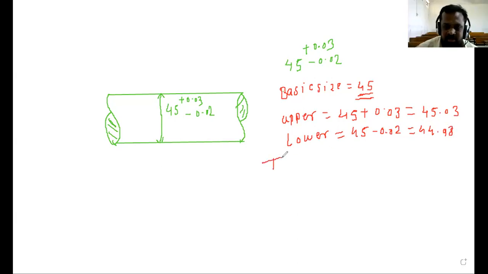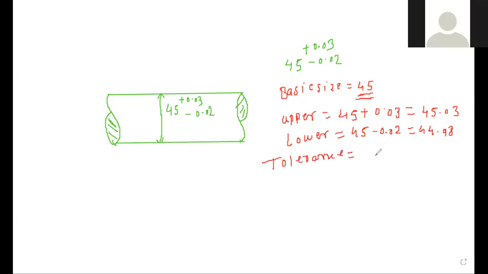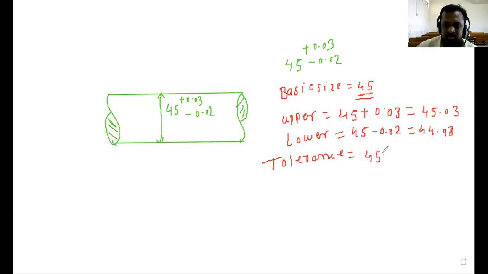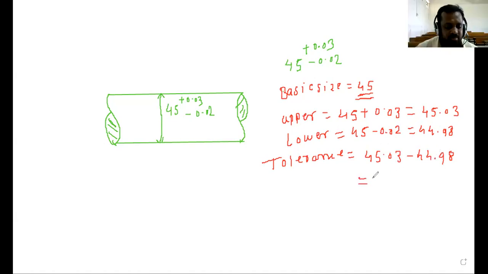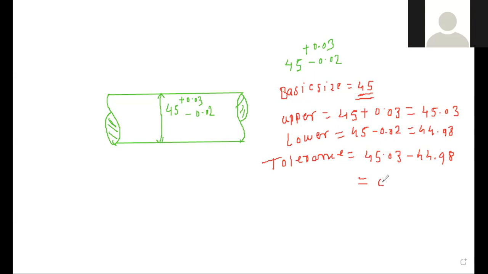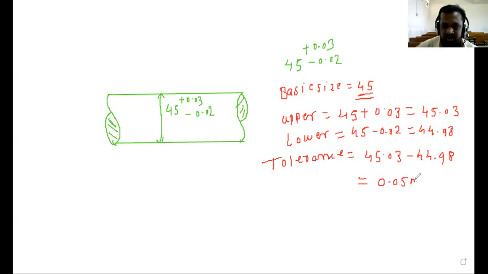Now please tell me the tolerance. Upper limit minus lower limit, 45.03 minus 44.98. What is the tolerance? 0.05 mm is the tolerance. It means that much variation is allowable. They have given us the permission: you can make a variation of 0.05 mm only. If this variation is exceeded, your component will be rejected.